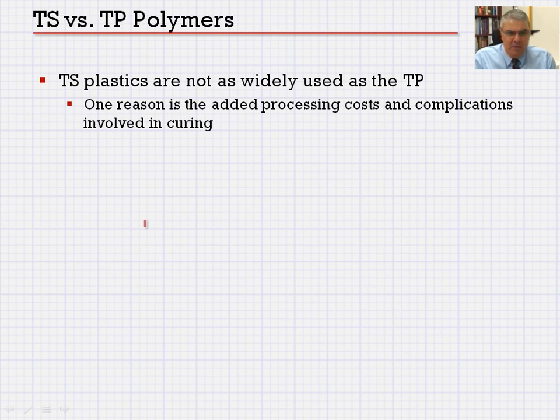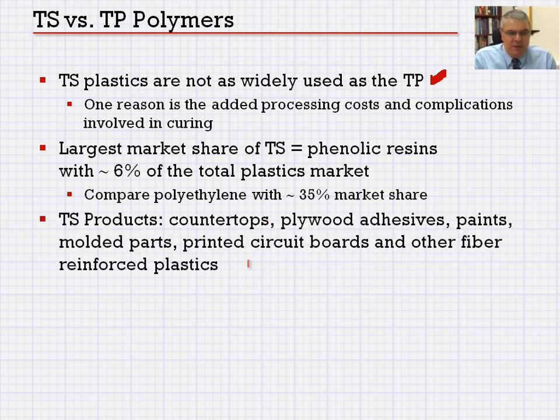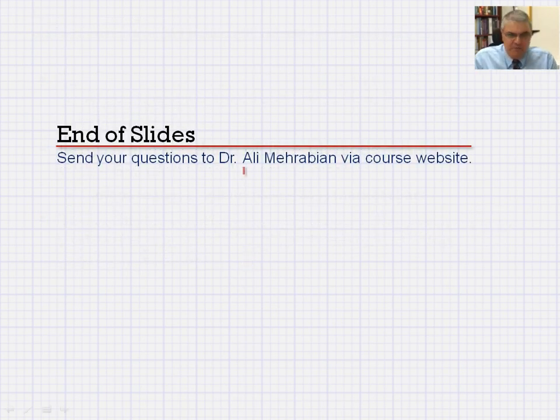So, in summary, TS versus TP polymers. TS plastics are not as widely used as TP. One reason is the higher processing costs and the complications involved during the curing. The largest market share of TS is about 6% of the total plastic market. Some examples of TS products are countertops, plywood adhesives, paints, molded parts, printed circuit boards, and other fiber reinforced plastics. This brings me to the end of today's discussion.